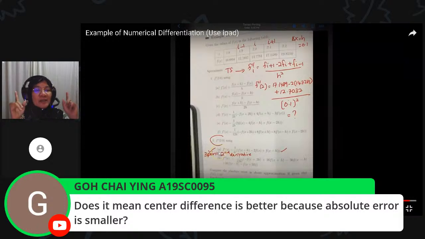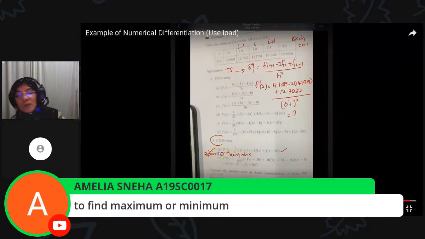This now, 5 points is much better because it uses a higher order of the Taylor series. To find the maximum or minimum, yes, we use the second order derivative. Very good. All right, I don't want to spend so much time.